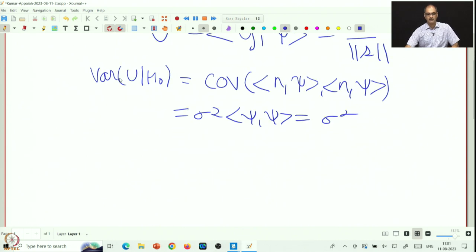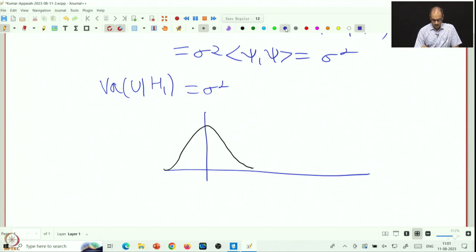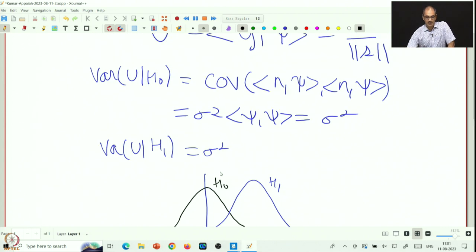Similarly, if you find the variance of u under h1, it will also turn out to be sigma square. In this scenario, if you draw the PDFs under hypotheses h0 and h1 for u, both should have the same height. Of course, I should have calculated the mean also. If you now calculate the mean of u under h1, expectation of u under h1 is the expectation of the inner product of y comma psi.